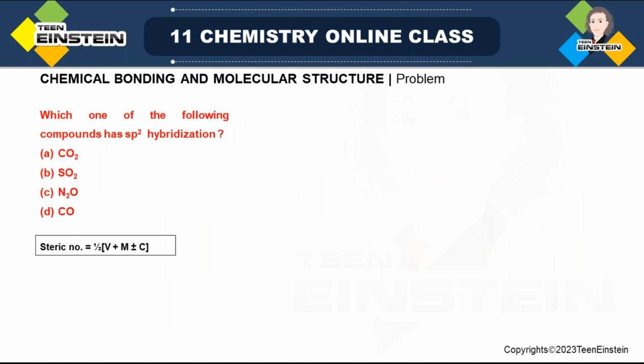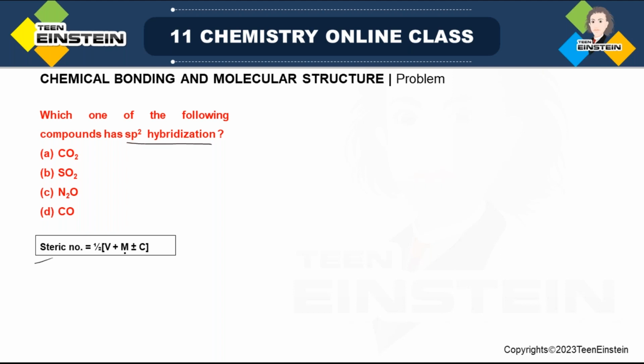Now this problem, we probably will not be able to finish it, but I will just start. Even if we can't finish, we will complete it in the next class. Which one of the following compounds has sp2 hybridization? So it is directly asking in which case sp2 hybridization is present. Fine.